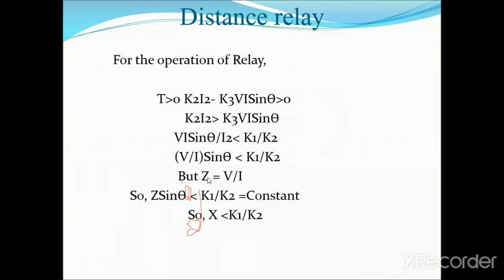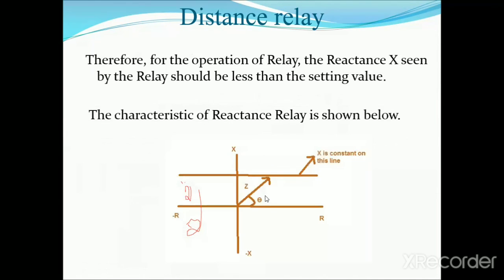But Z is equal to V by I. We already know that impedance Z is equal to V by I. Replacing V by I with Z, Z sin theta is less than K1 by K3, which is equal to a constant. Therefore, X is less than K1 by K3.